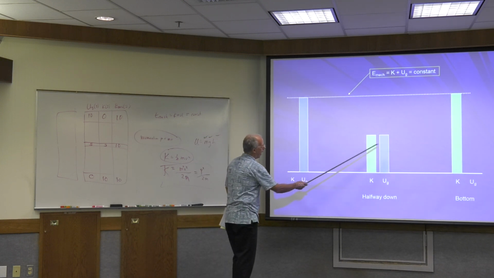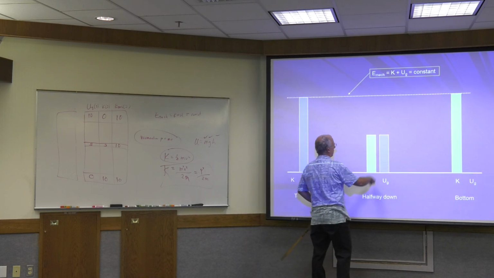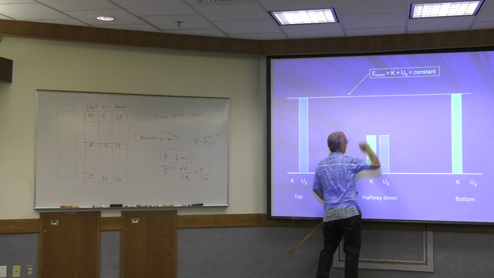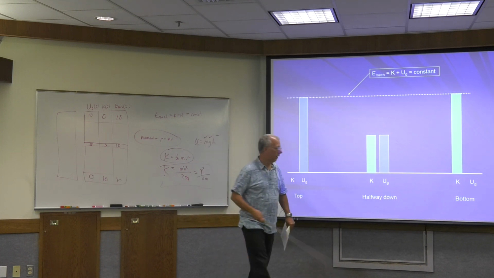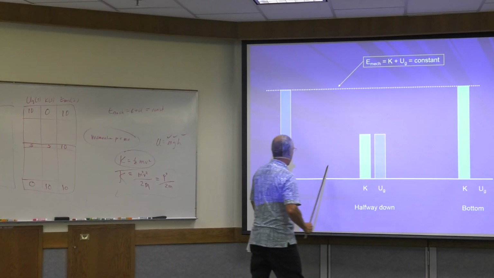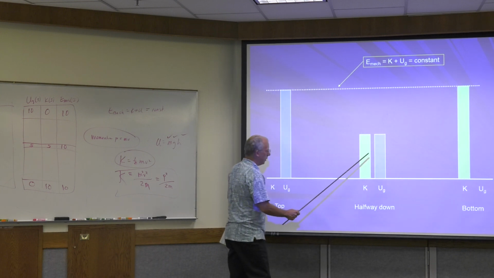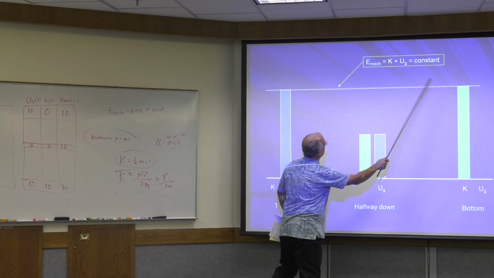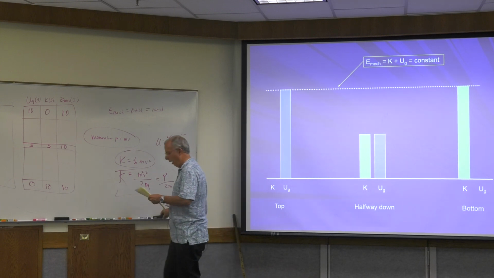At the top, 0 kinetic, all potential. Halfway down, we had half and half. So if this is 10, this is 5, and that's 5. At the bottom, we had 0 potential, all kinetic, and again, it's 10. So everywhere, you could add the kinetic plus the potential and get 10. So that's a bar chart.